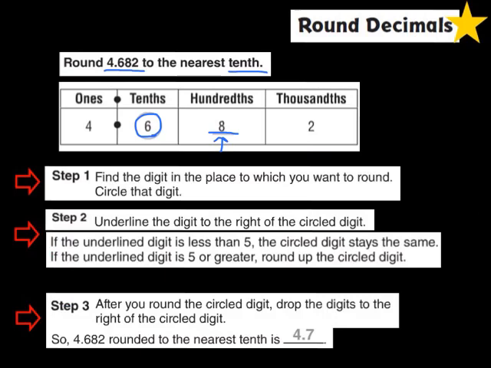So when I round 4 and 682 thousandths to the nearest tenth, what happens is that 8 tells me to round up. So I'm going to add 1 to my 6, and 6 plus 1 becomes 7. So when I round that number correctly to the nearest tenth, it becomes 4 and 7 tenths.